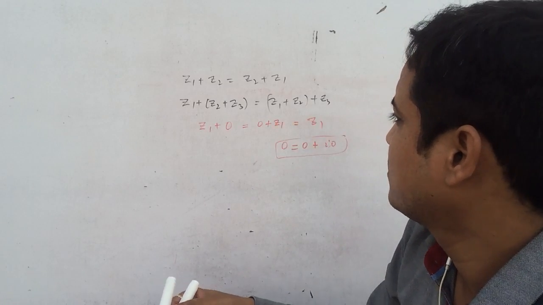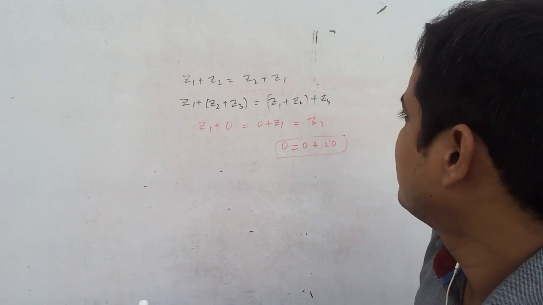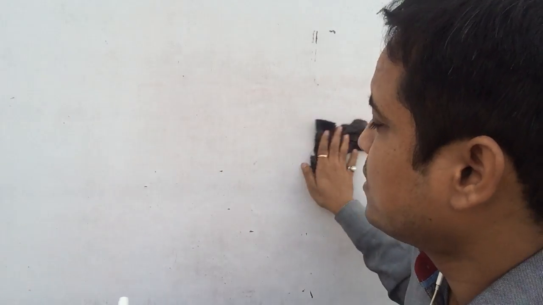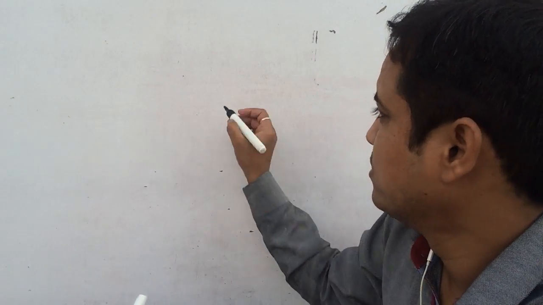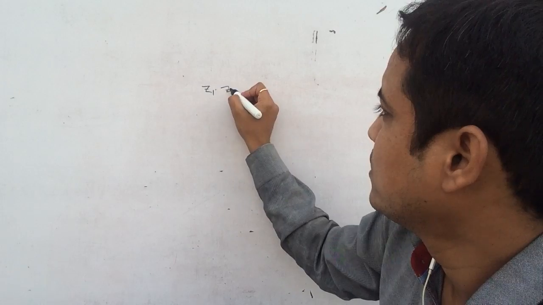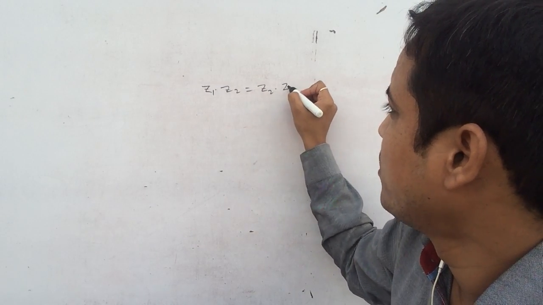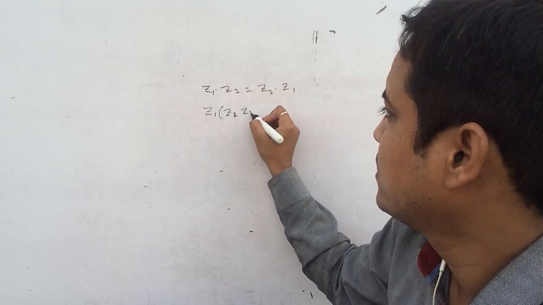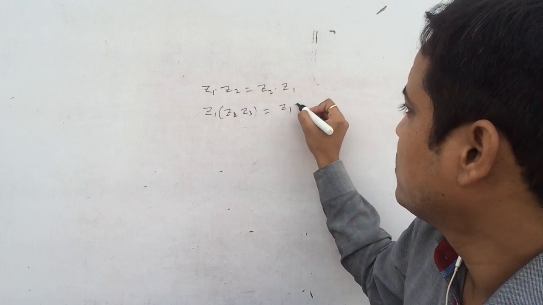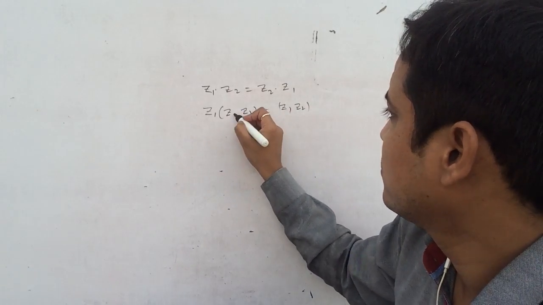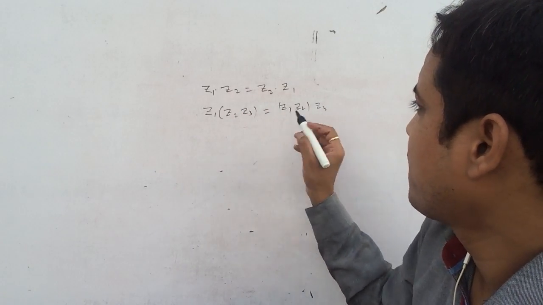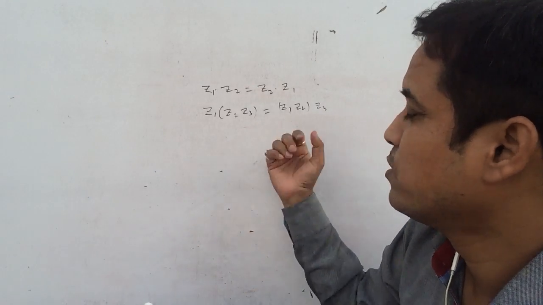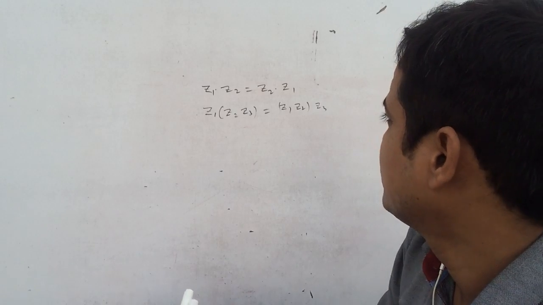Now, in the product, Z1 into Z2 equals Z2 into Z1. The commutative property holds. And Z1, Z2, Z3: the associative property holds, where Z1, Z2 and Z3 are three complex numbers.